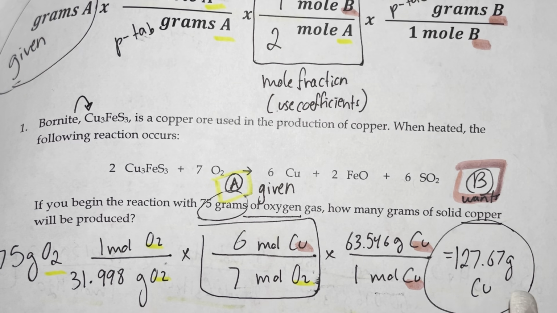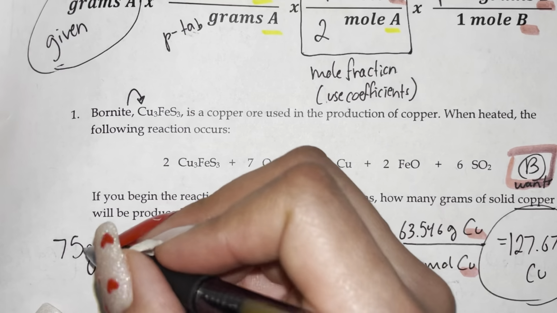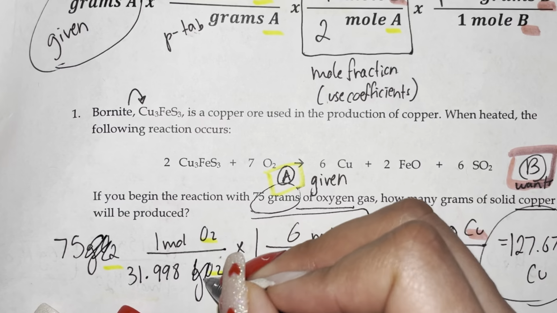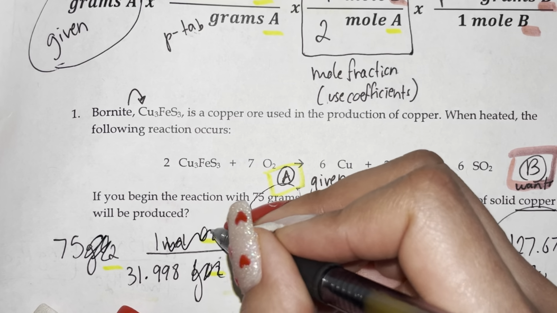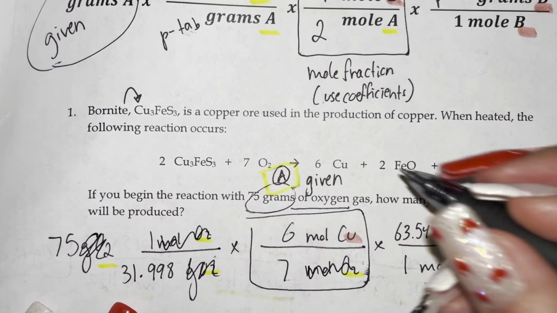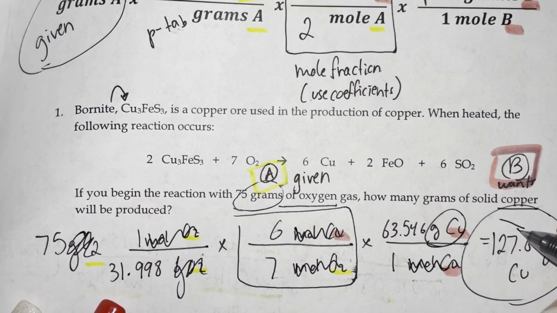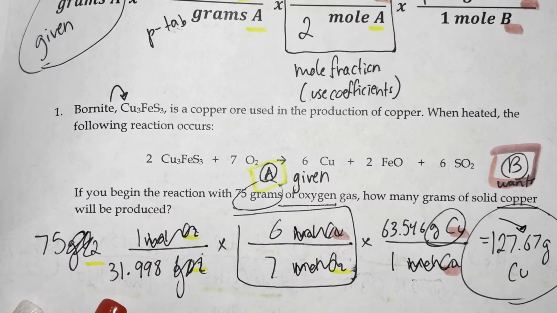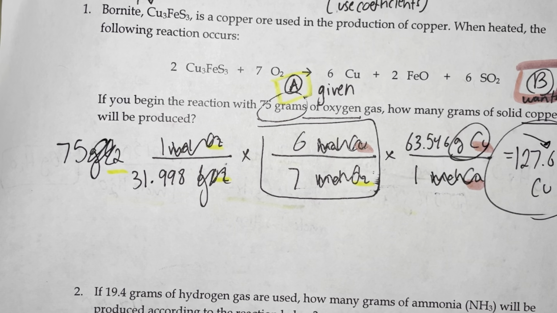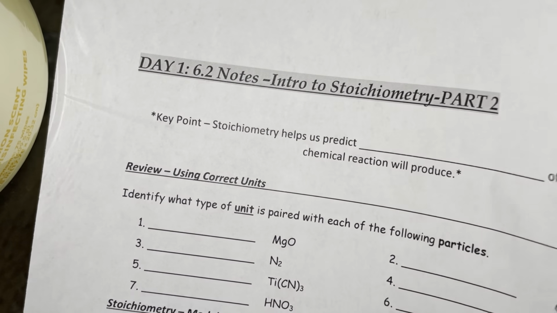Just in case you missed it, you know it's copper because look, grams of copper cancel out with grams of copper. Moles of O2 cancel out with moles of O2. Moles of Cu cancel out with moles of Cu, and you're left over with those units for your answer. Right? I'll let you do number 2 on your own and number 3 as well. I'm going to move on to part 2.